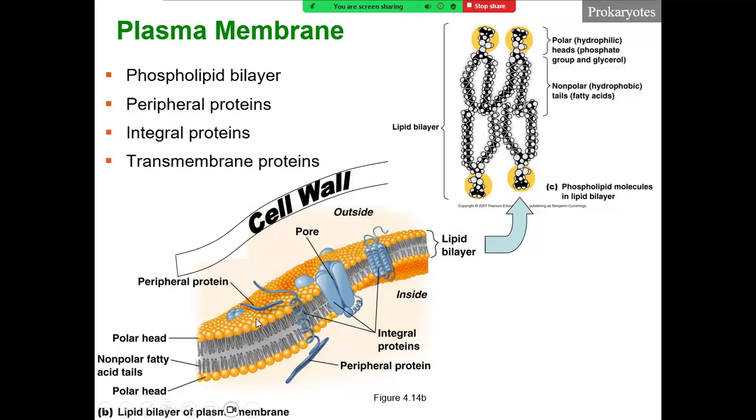And then there's a peripheral protein mainly on the outside of the cell membrane. And there's a peripheral protein mainly on the inside of the membrane. A peripheral protein can have a portion inside the membrane, like this portion here. But the main part of the protein is on this side of the membrane, so that's why it's called a peripheral protein.